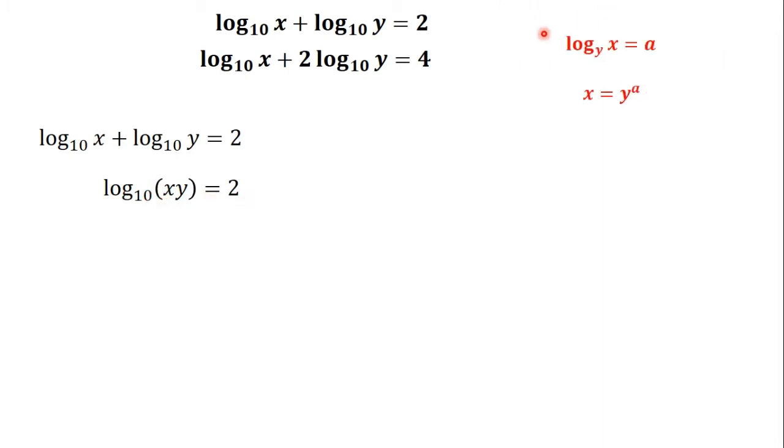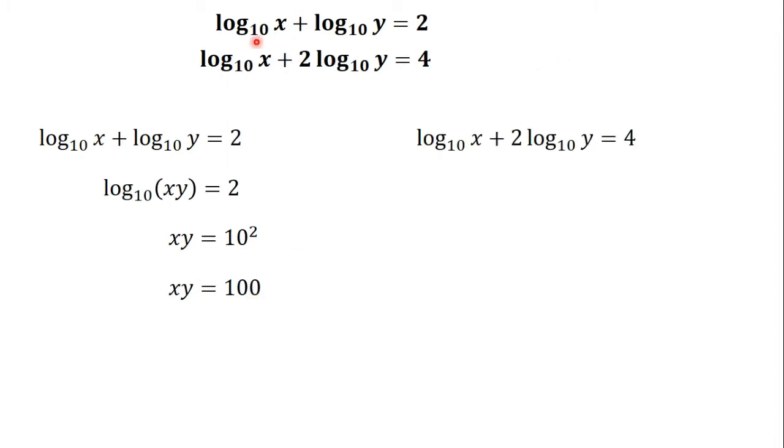We also learned from the definition of logarithm that if log x base y is equal to a, then x is equal to y exponent a. If we are applying that definition here, xy is equal to 10 exponent 2 or 10 squared. And so when you do that, you will see that xy is equal to 100 because 10 squared is the same as 100. Okay, let's consider the second one.